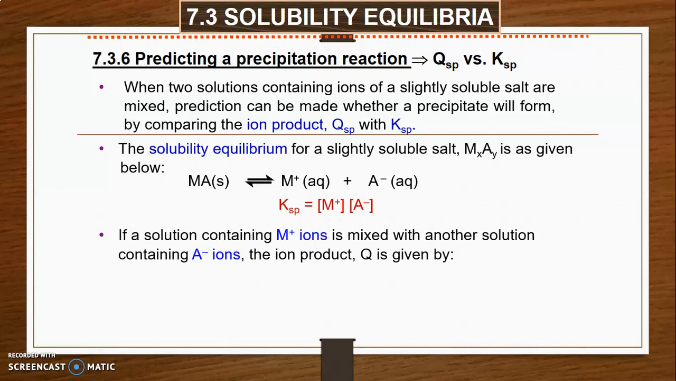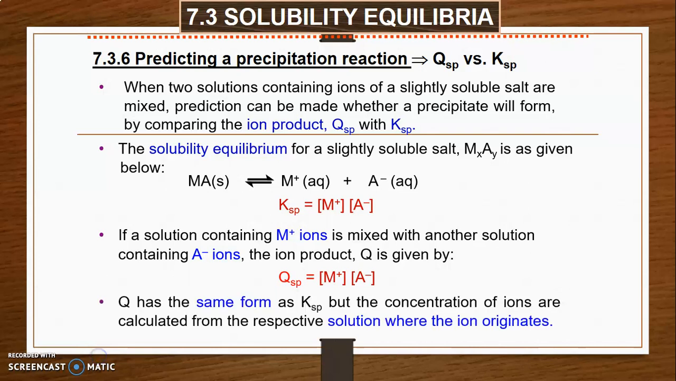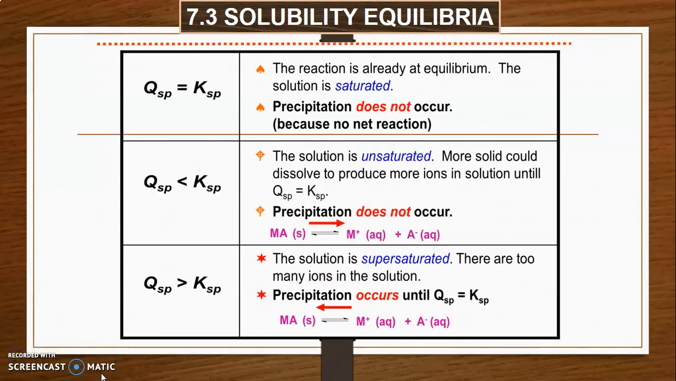If a solution containing M plus ions is mixed with another solution containing A minus ions, the ion product Q is given by Qsp equal to the concentration of M plus ion times the concentration of A minus. Q has the same form as Ksp, but the concentrations of ions are calculated from the respective solutions where the ions originate. When Qsp equals Ksp, the solution is saturated, meaning the reaction is already at equilibrium.